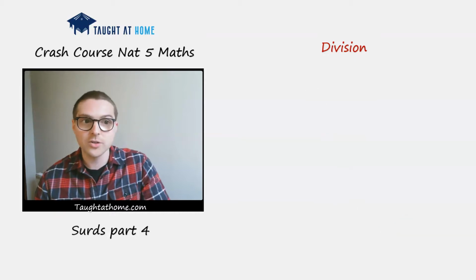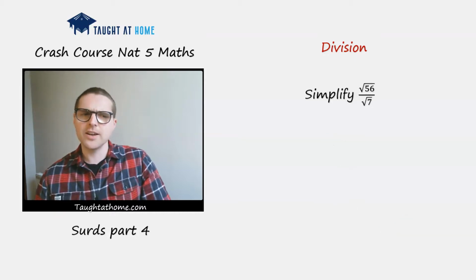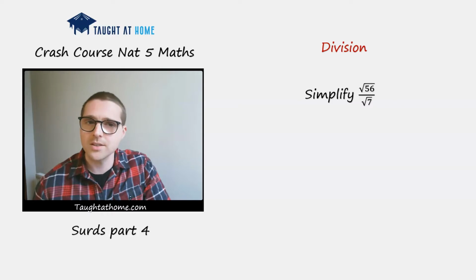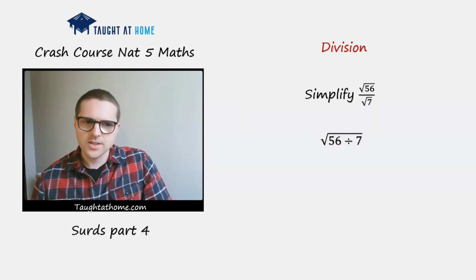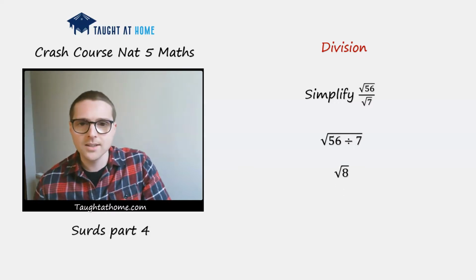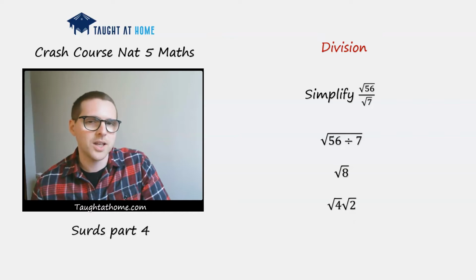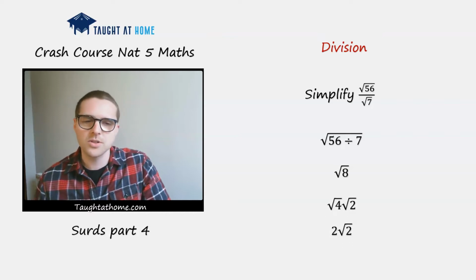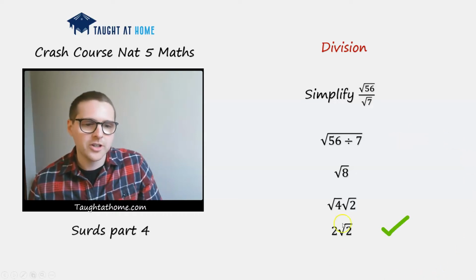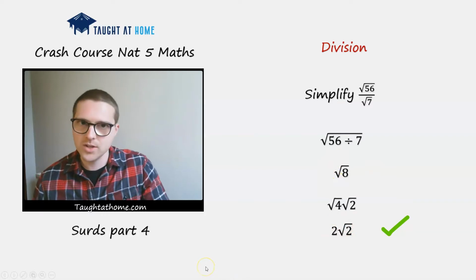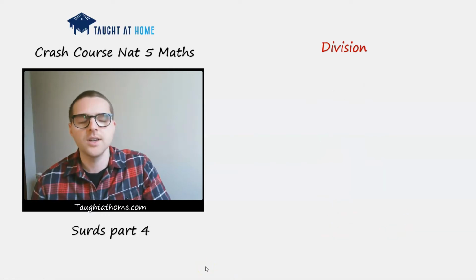Alright, and let's have another go. Let's simplify root 56 over root 7. Straight away we should recognise that we can say it's root 56 divided by 7, which would be root 8, and again root 8. It's crept up again. So root 4 root 2, which comes to 2 root 2. Root 8 comes up quite a lot, so often you could just take this root 8 and go straight to this when you do these often enough.